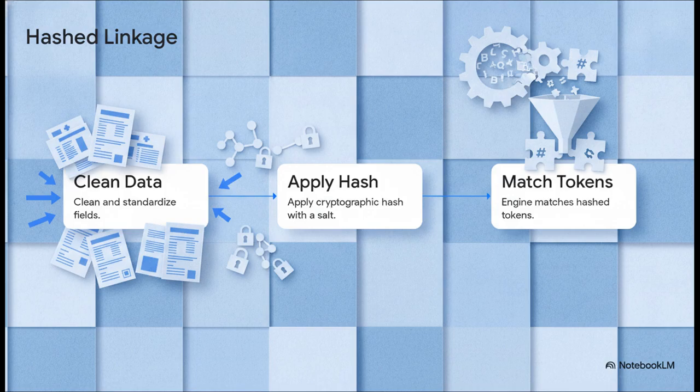First, data custodians at the different sites clean and standardize their data completely independently. Then, they apply a cryptographic hash. This is a one-way mathematical function, like SHA-256, combined with a secret random string of characters called a salt. This turns a regular name or date of birth into a fixed-length string of secure, meaningless characters. The linkage engine only ever sees and matches these hashed tokens, never the original raw data.